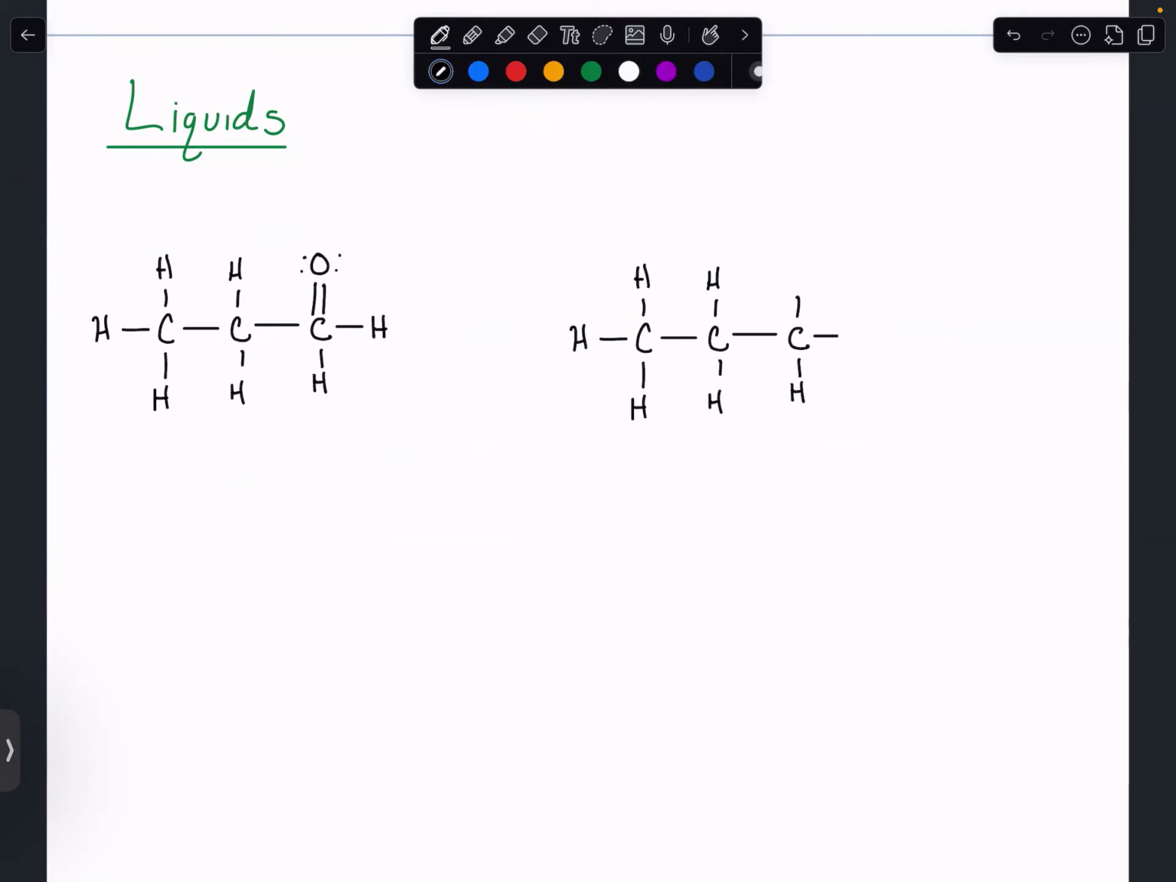All right, starting to look like an organic chemistry class. All these structures.